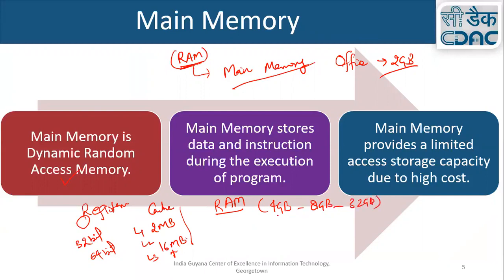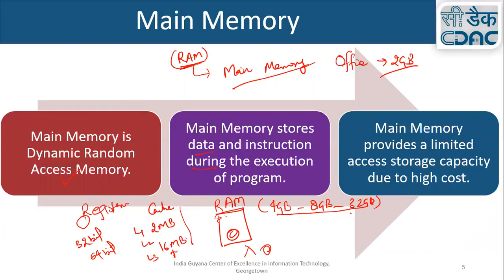It may be anywhere between 4 to 32 gigabytes in modern systems. Okay, so this RAM stores all the programs, and stores data and instructions during the execution of the program, and this data is lost when the power is gone. Main memory provides limited storage capacity due to its high cost.